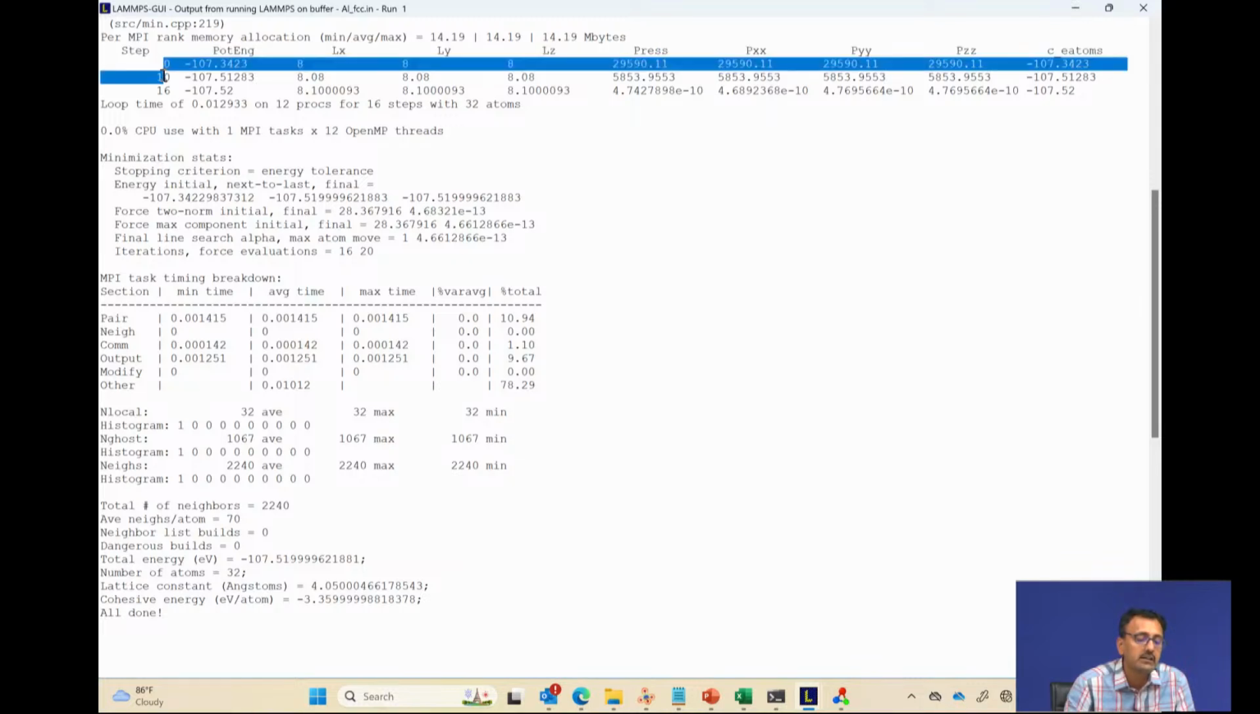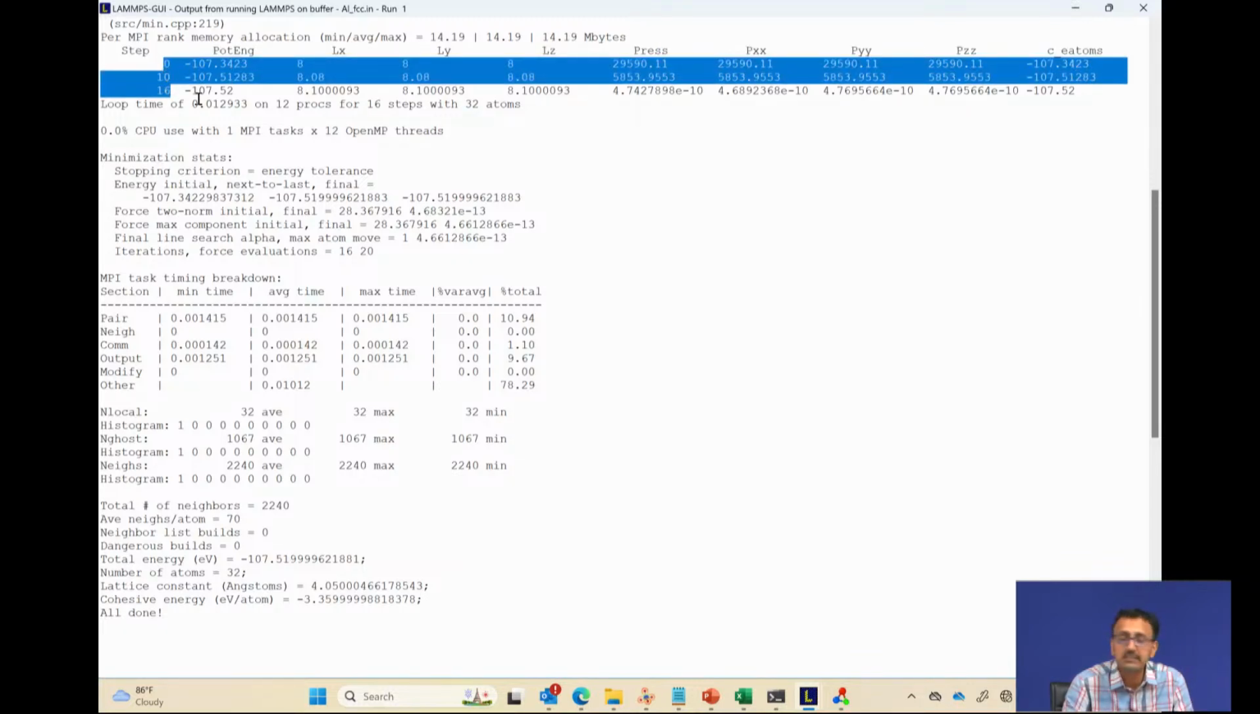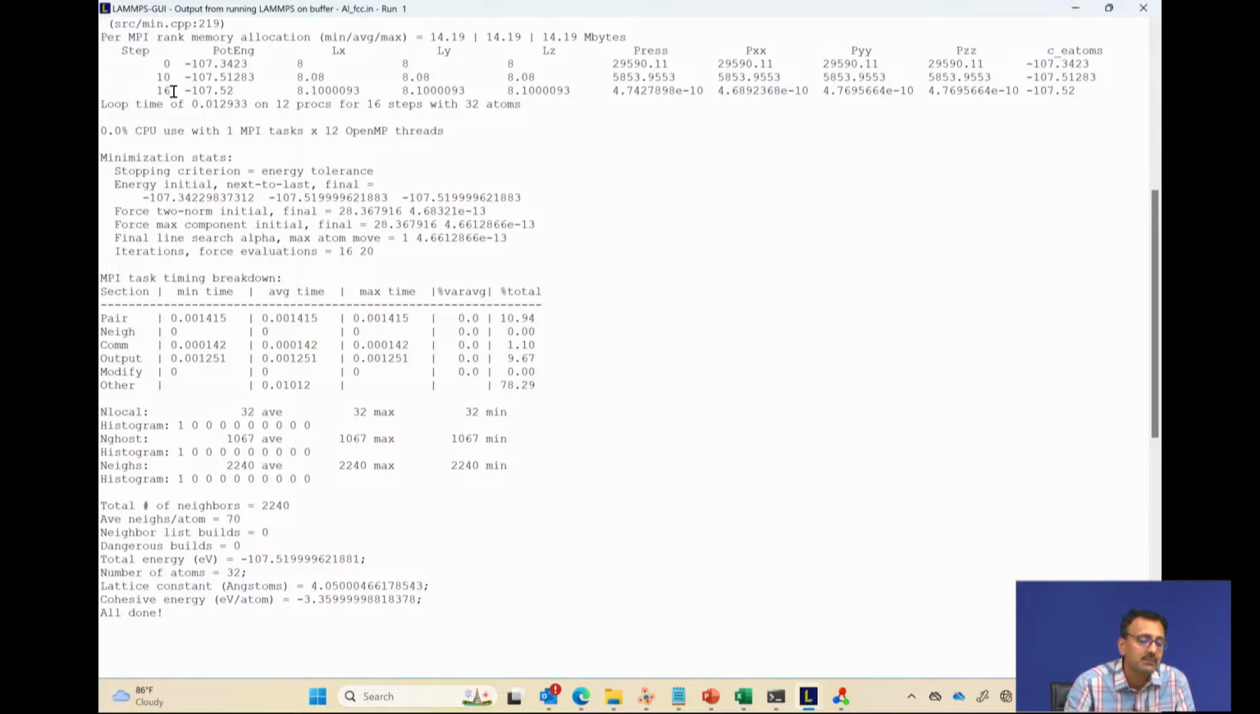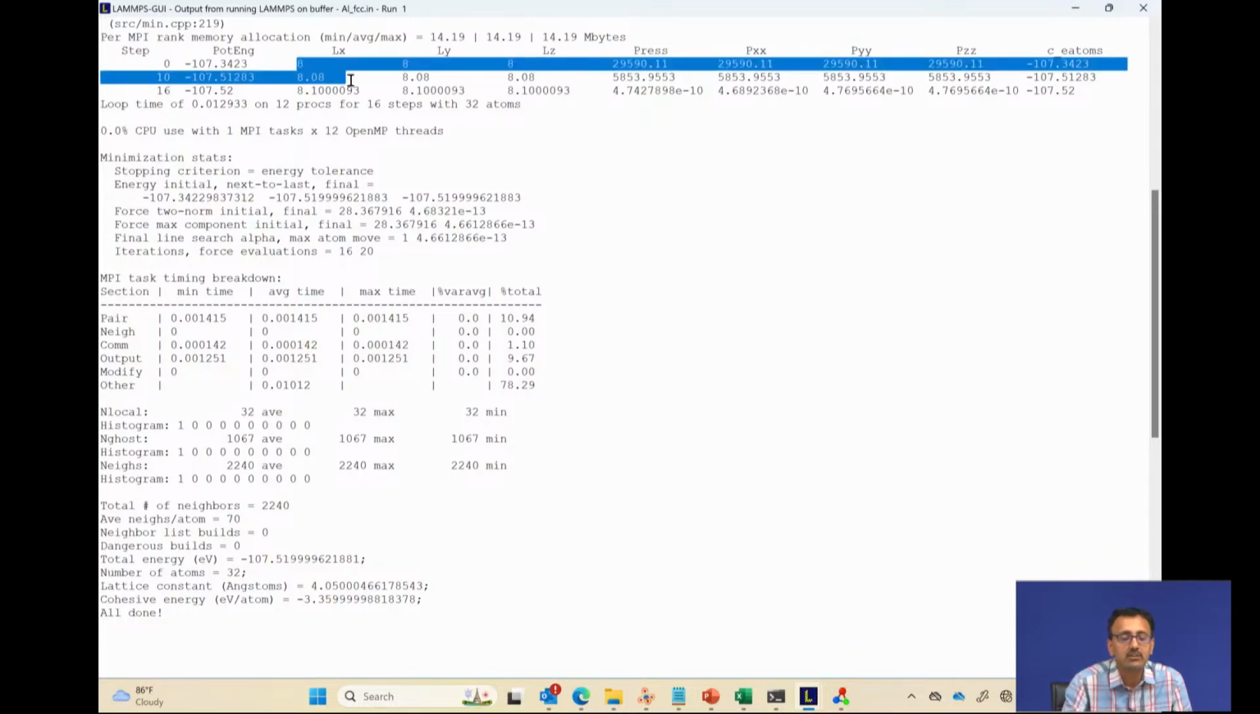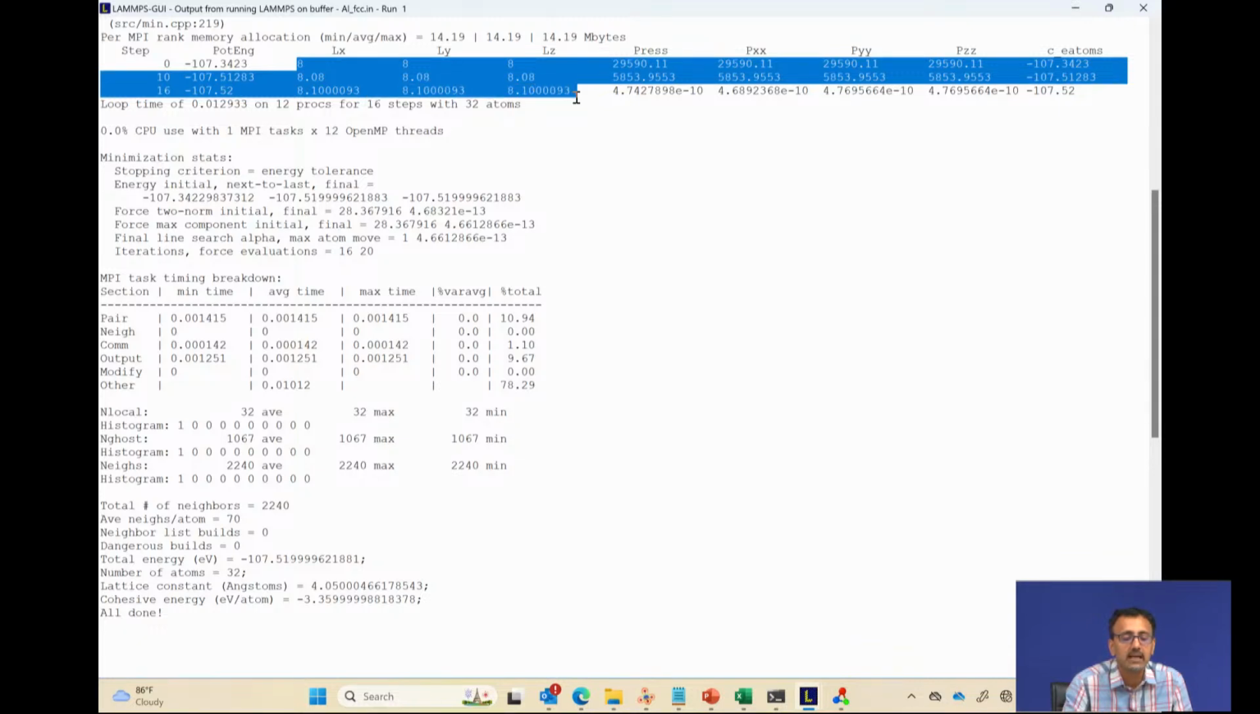What you find is it has only written it for every 10 steps like you've asked it to, and the last step it has written it out at is 16. That probably means that the system converged after 16 energy minimization steps. And you can see that the box expanded a little bit in all XYZ dimensions. It started with 8 angstroms and it ended at about 8.10093 angstroms.